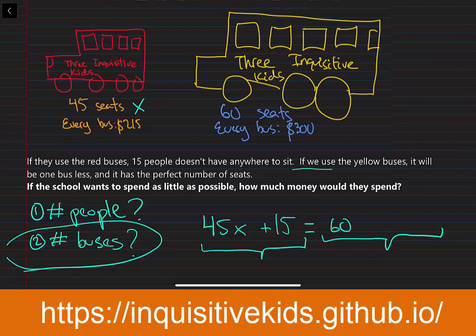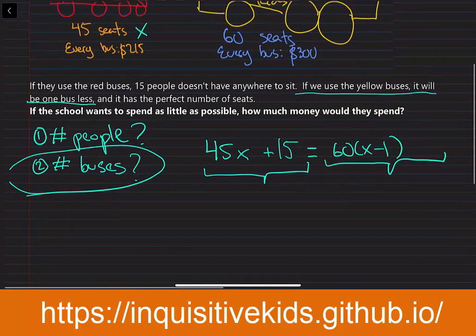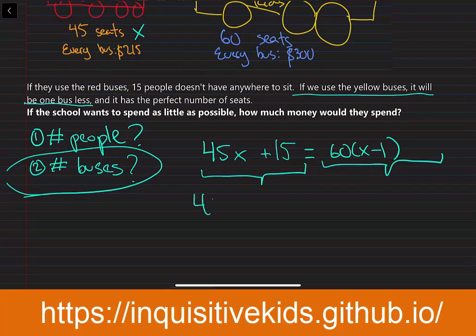And if we use the yellow buses, it will be 1 bus less. So it's x minus 1, and it has the perfect number of seats. Okay, so now we just solve for x. 45x plus 15 equals 60x minus 60.